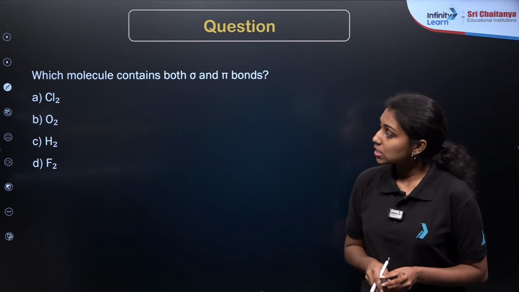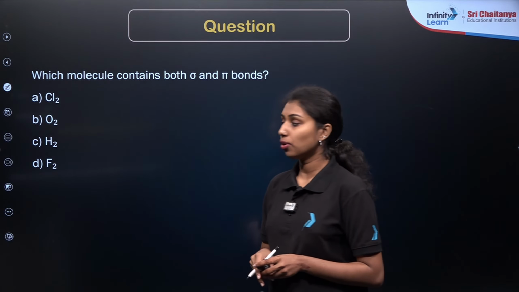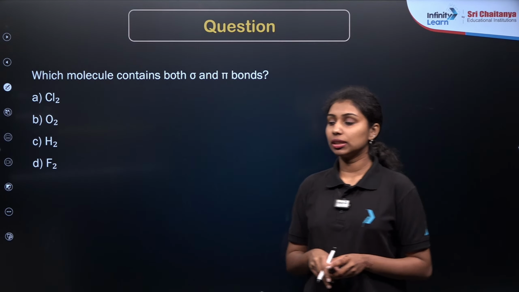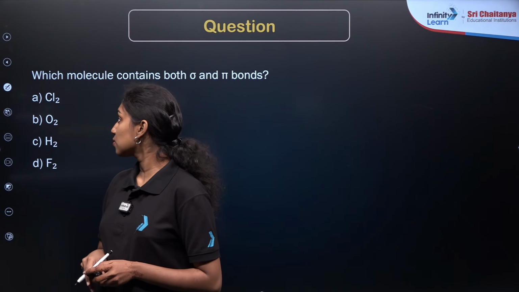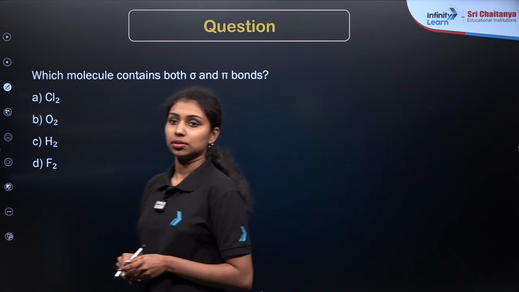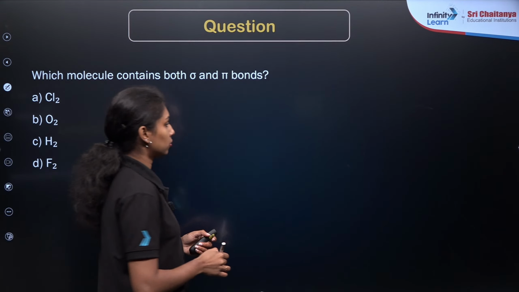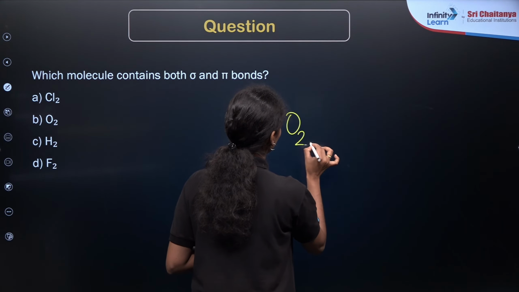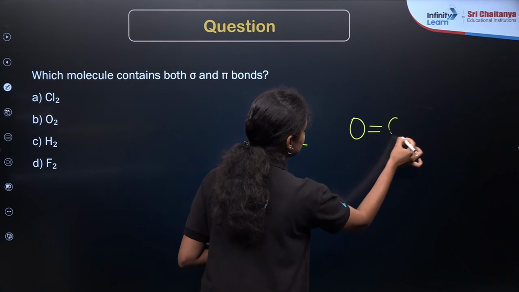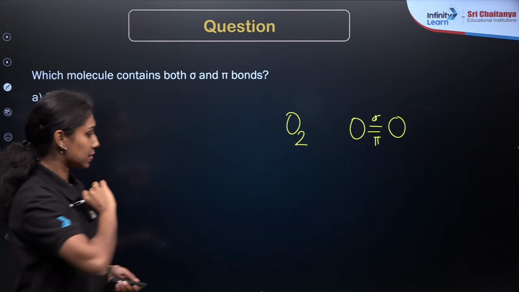Here is the next question. Which molecule contains both sigma and pi bonds? We have already discussed the shape of this molecule or the bond order along with the structure of these molecules. You just want to identify which molecule contains both sigma and pi bonds. Again, oxygen molecule, O double bond O, one sigma and one pi bond. So option B will be the correct answer here.